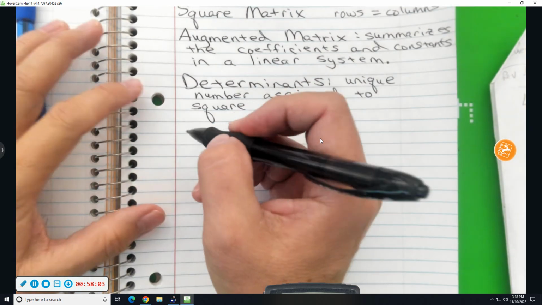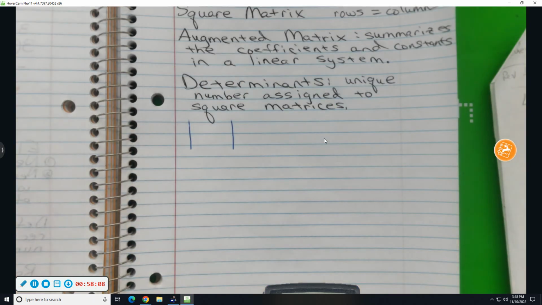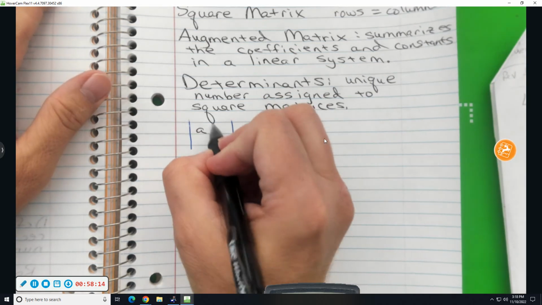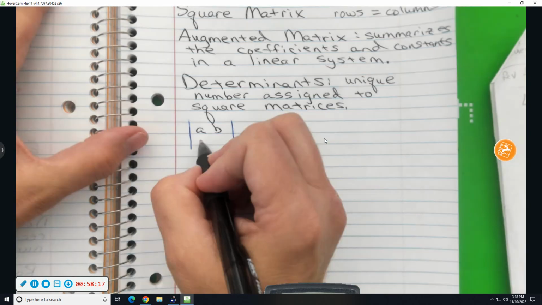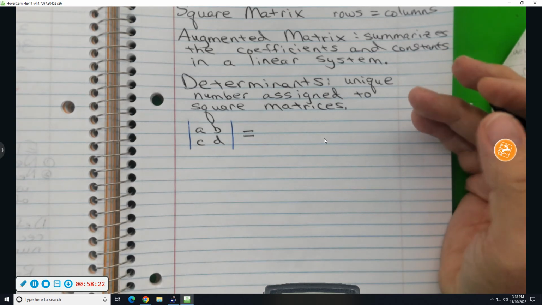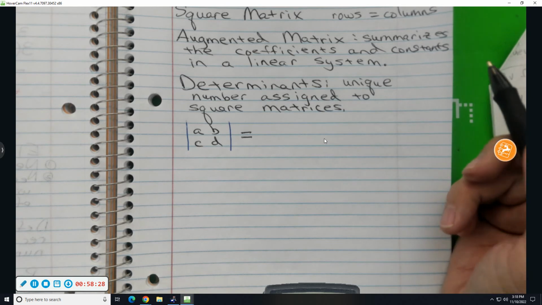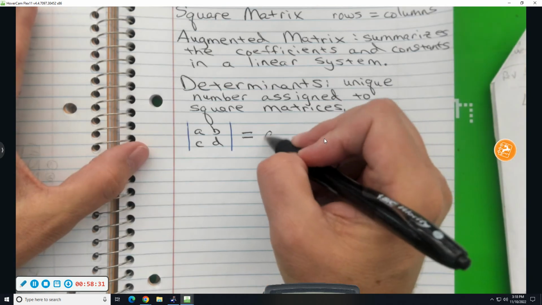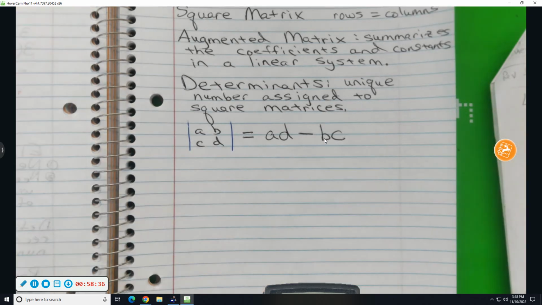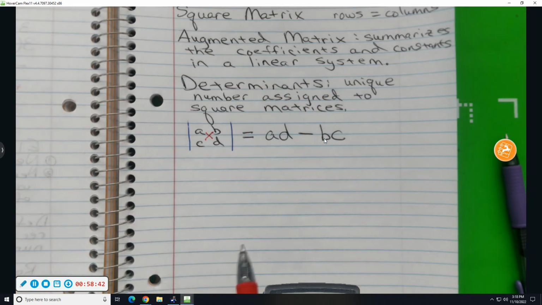To denote a determinant, use big vertical bars as if it's an absolute value, because determinants and absolute values have similar properties. I'll say the first row is AB. The second row has the numbers CD. A 2 by 2 determinant is just the difference of their cross products: AD minus B times C.